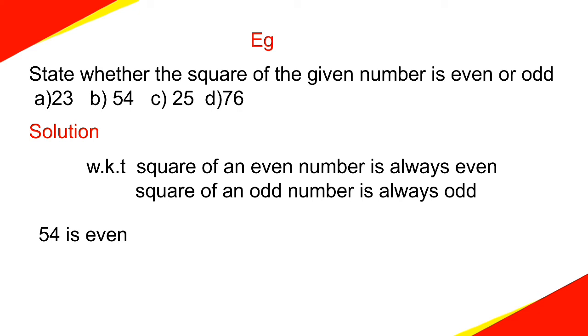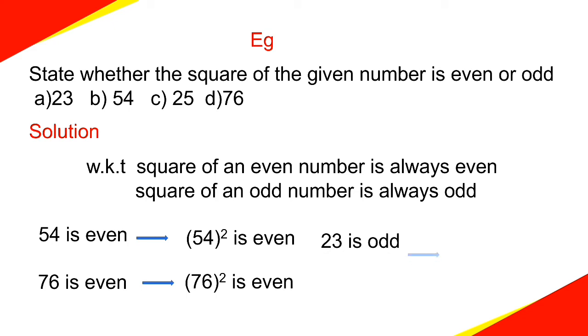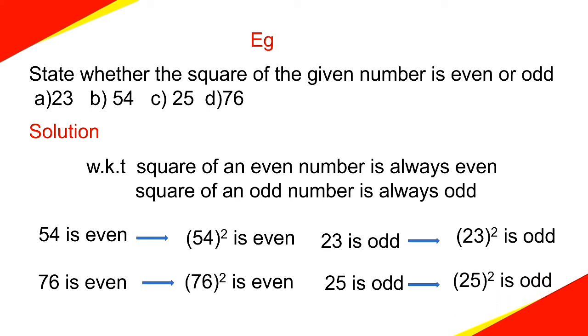54 is an even number, so 54 squared is also an even number. 76 is an even number, so 76 squared is also an even number. Now we take the odd numbers. 23 is an odd number. So what do we get? 23 squared is also an odd number. One more number, 25. 25 is an odd number. So what do we get? 25 squared is also an odd number.